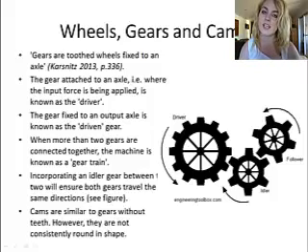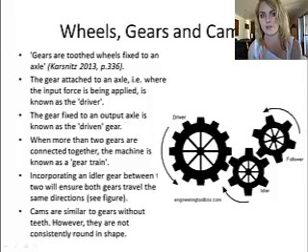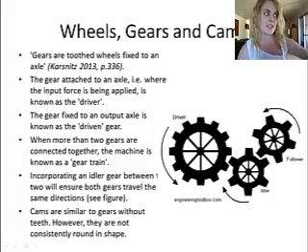When more than 2 gears are connected, the machine is known as a gear train. The motion of the driver gear turns the driven gear. However, the gears travel in opposite directions. So incorporating an idler gear, as you can see in the figure, between the two will ensure both gears travel the same direction. And cams are similar to gears, although they don't have teeth and they are not consistently round in shape.